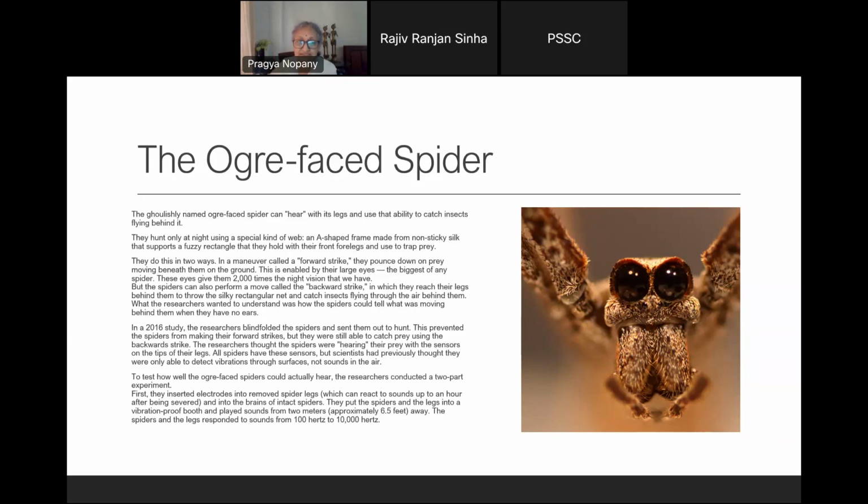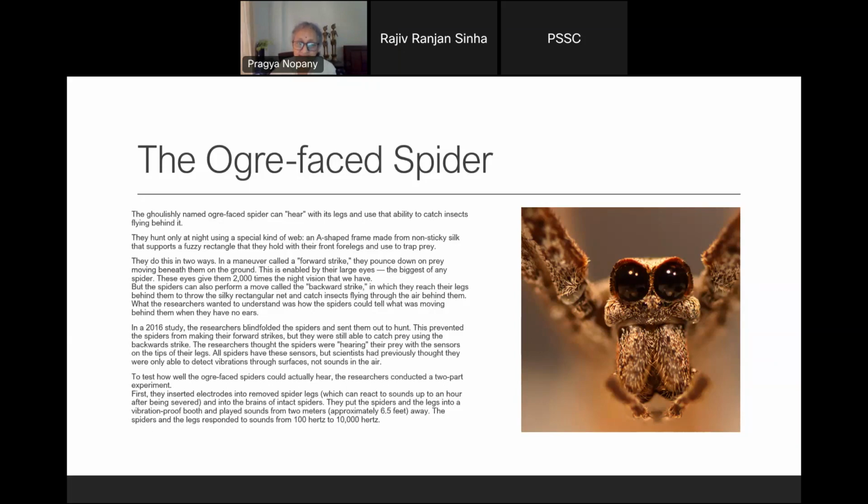This prevented the spiders from making their forward strikes, but they were still able to catch prey using the backward strike. The researchers thought that the spiders were hearing their prey with the sensors on the tips of their legs. All spiders have these sensors, but scientists had previously thought that they were only able to detect vibrations through surfaces and not sounds in the air.